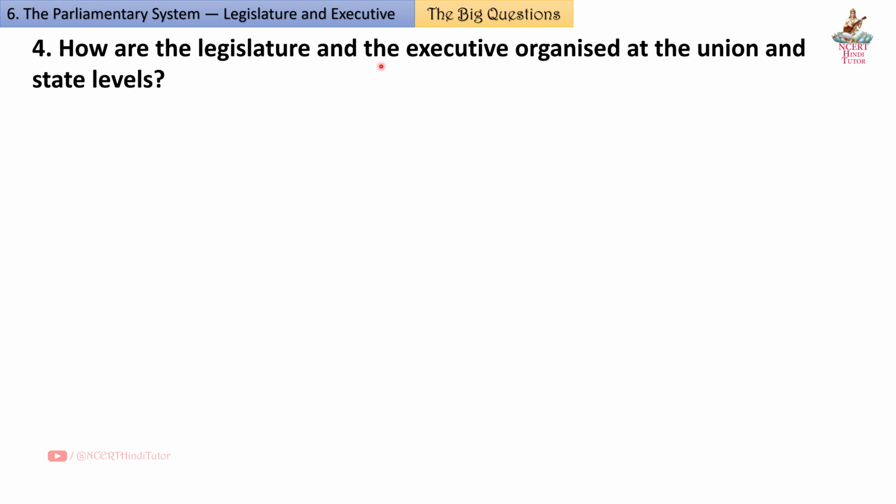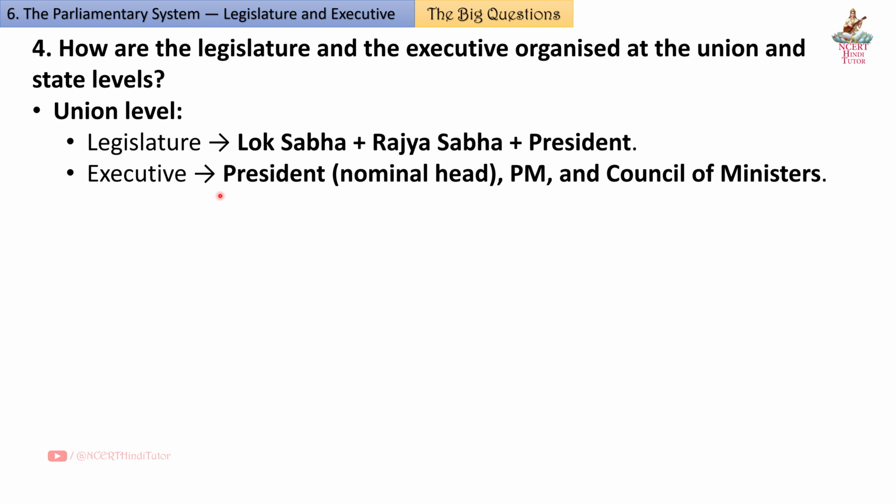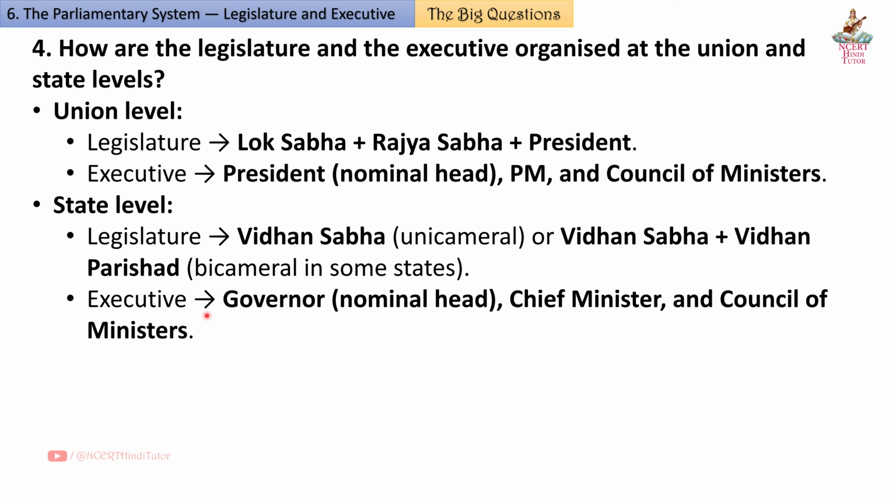Question 4. How are the legislature and the executive organized at the union and state levels? Answer. Union level, legislature, Lok Sabha plus Rajya Sabha plus president. Executive, president, nominal head, PM and council of ministers. State level, legislature, Vidhan Sabha, unicameral, or Vidhan Sabha plus Vidhan Parishad, bicameral in some states. Executive, governor, nominal head, chief minister and council of ministers.